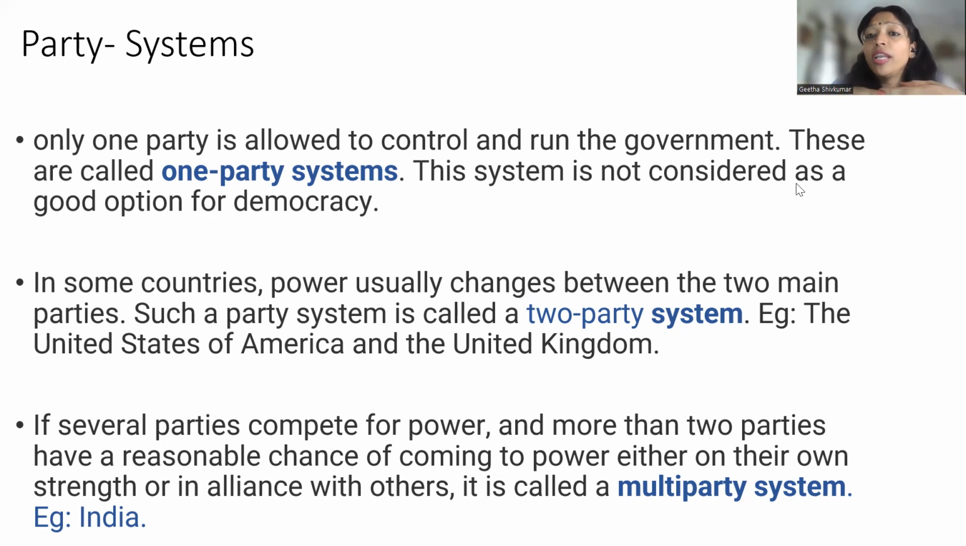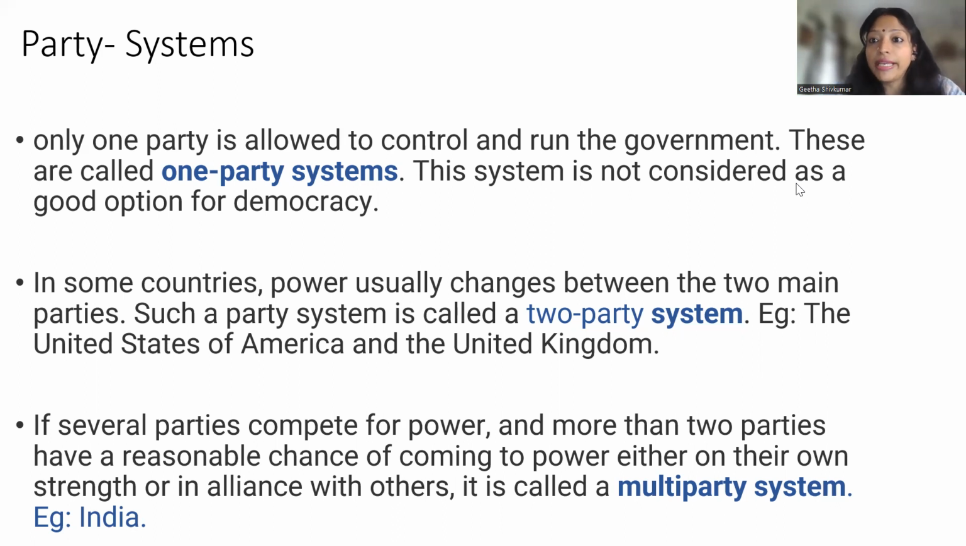The minority, or a large number of people, are not involved in decision making. Then it leads to almost a dictatorship or autocratic rule in the country. So these are the demerits of one party system. Two-party system: in some countries, power usually changes between the two main parties. Such a party system is called a two-party system, for example the United States of America and the United Kingdom. The merits and demerits are almost the same for one party and two-party systems.